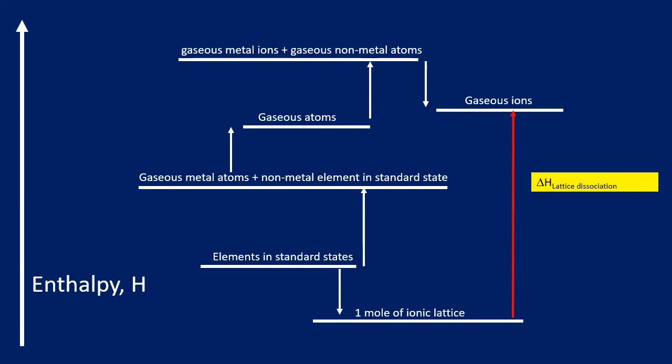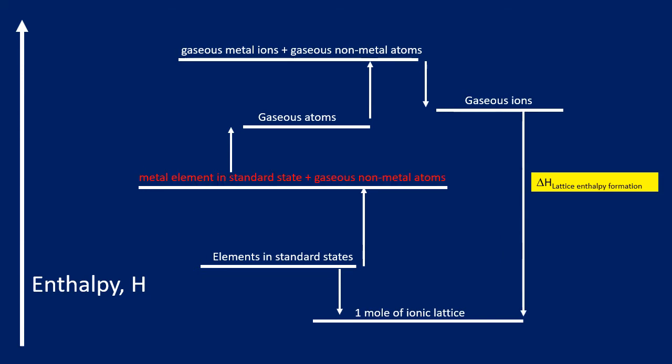Okay. And again, you should be super confident on the values of the other arrows. For example, the ionization of the gaseous atoms to be gaseous metal ions, that's always going to be a positive change. It's always going to be an upwards arrow. And likewise, the first electron affinity will always be a downwards arrow. Okay, so we must be confident on the exothermic and endothermic processes.